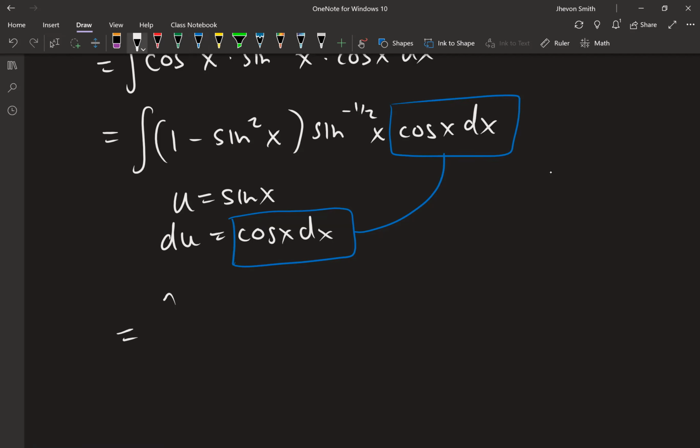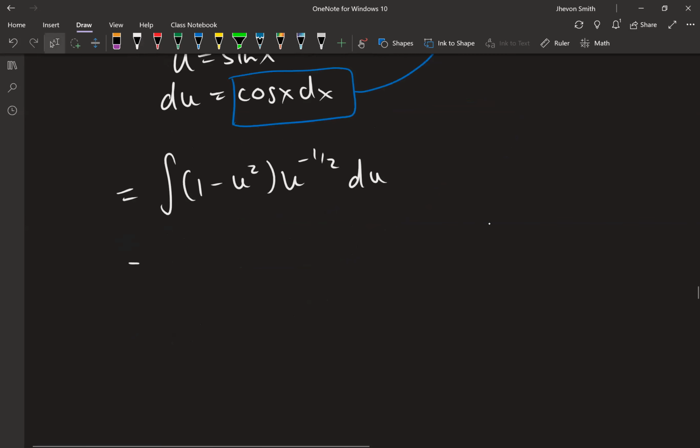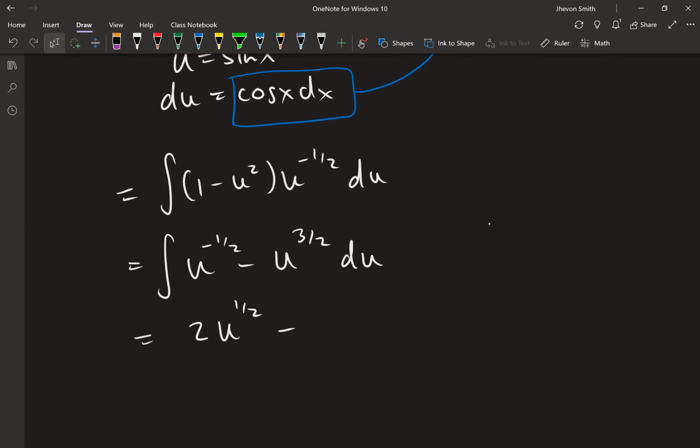So then this integral would just become 1 minus u squared, u to the minus 1 half du. And that is something that we know how to deal with. Expand parentheses. That's 4 over 2 minus 1 over 2. That's 3 over 2. So now you add 1 to the power, divide by the new power. Add 1 to the power, divide by the new power, plus c.